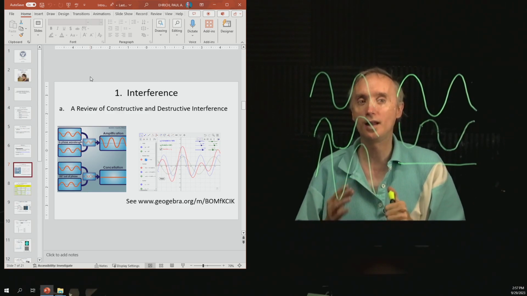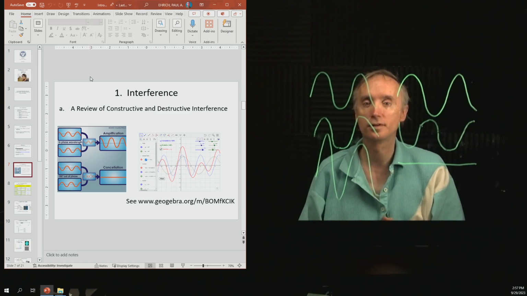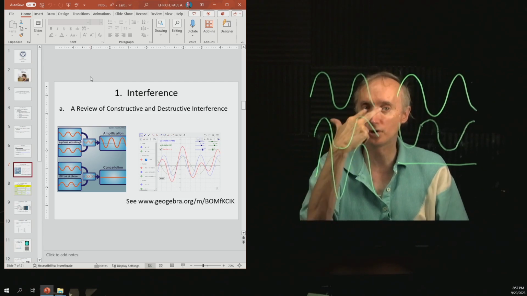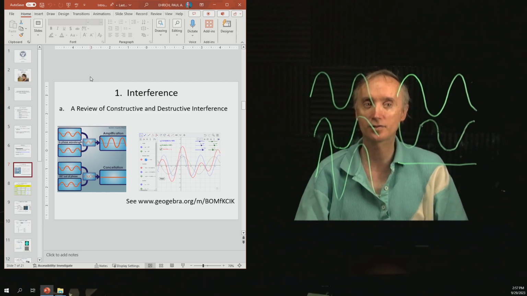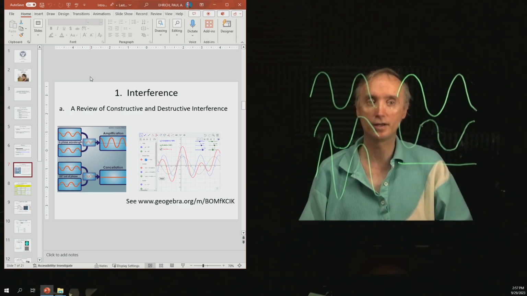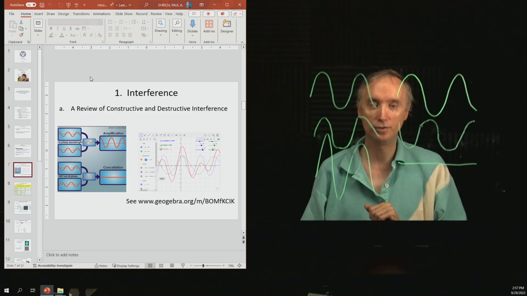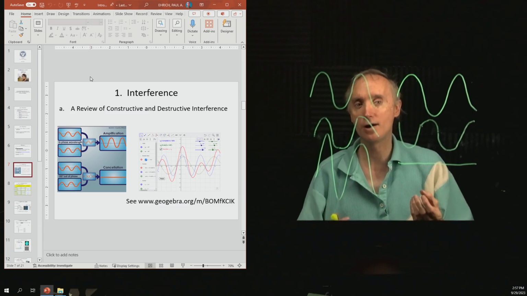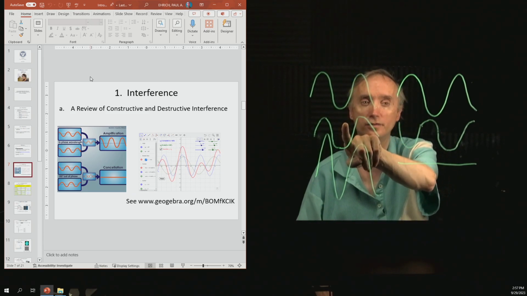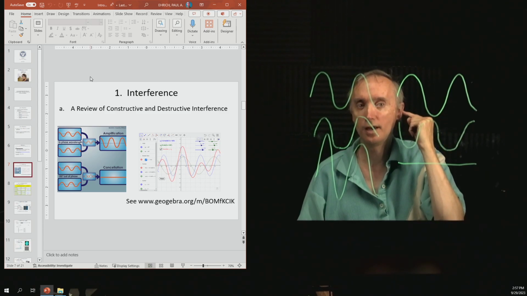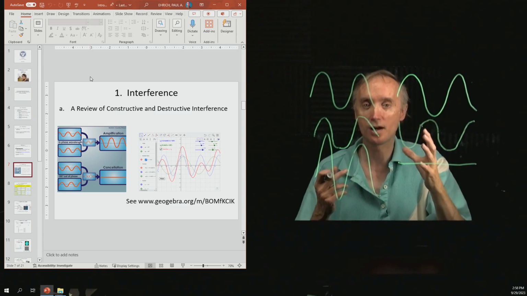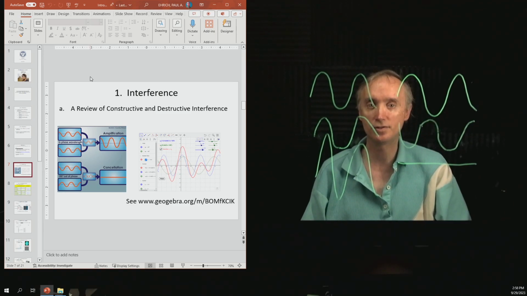Now, if it is light, what does constructive interference look like to your eyes? Extra bright. What does destructive interference look like to your eyes? It's going to be nothing. It would be black. You wouldn't see anything. If it was sound and it was constructive, what would you hear? Extra loud. And then if it was destructive, what would your ear hear? Nothing. So that's the consequence of constructive and destructive interference.